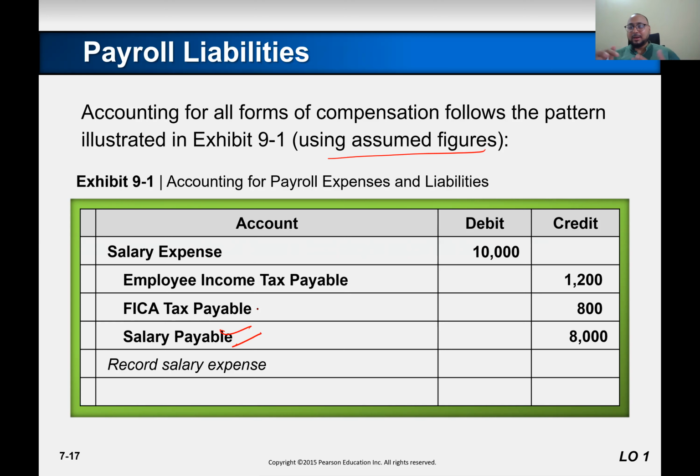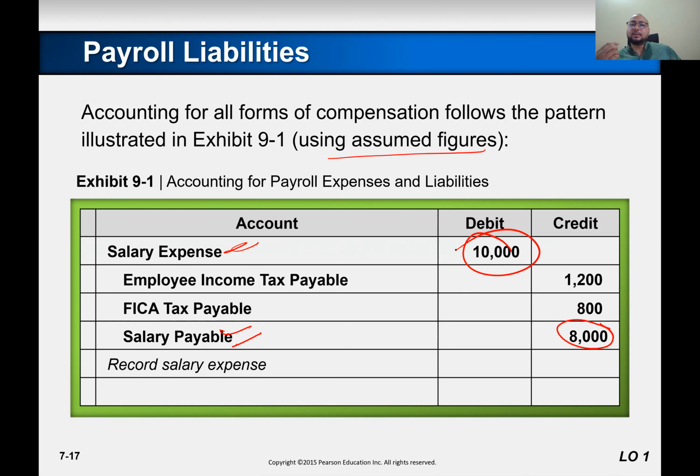So salary payable is the hard cash you are transferring to the employee's accounts. You are transferring 8,000 to the employee's account. You are paying off your liability. Not paying off, you are creating your liabilities. But your expense is 10,000. What does it mean? Why are these not equal?